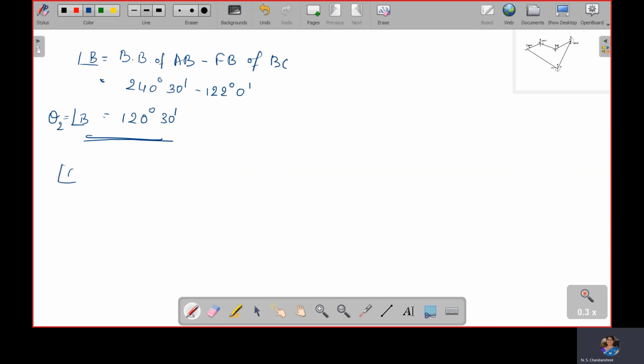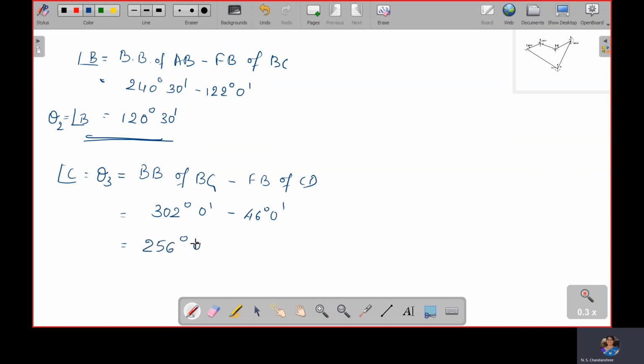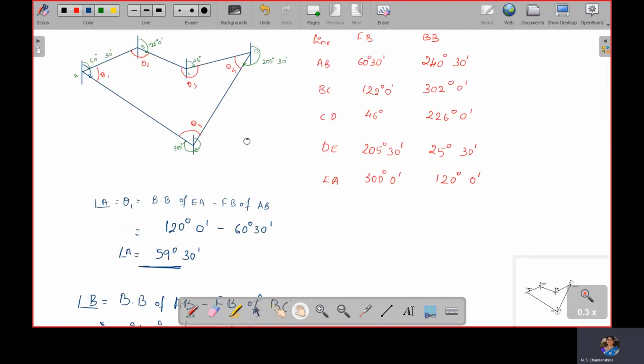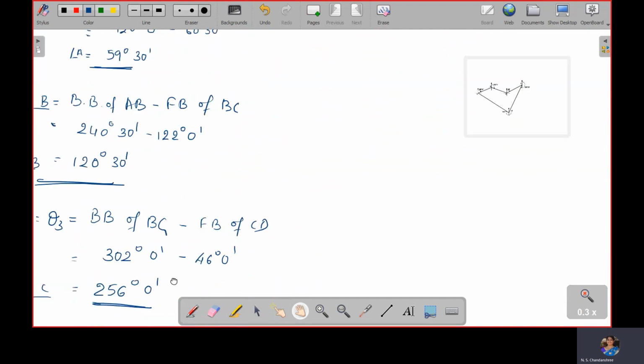Next is angle C, which is denoted as theta 3, given by back bearing of line BC minus forebearing of line CD. Back bearing of line BC is 302 degrees 0 minutes minus forebearing 46 degrees 0 minutes. So we'll get it as 256 degrees 0 minutes. This is angle C. Here, as angle C is an obtuse angle, it is 256 degrees.